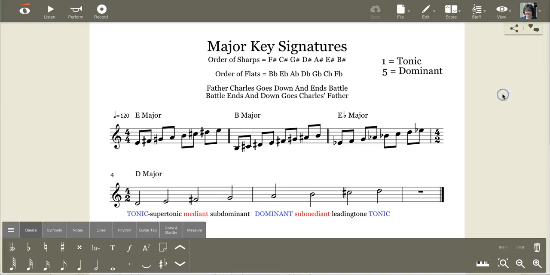Now, just to review for a moment, in the movie on major key signatures, we talked about this, but the order of the sharps and flats always shows up in a certain order, and that order can be memorized by this little sentence: Father Charles goes down and ends battle, for the order of sharps. And then say it backwards: battle ends and down goes Charles's father, for the order of flats. And this shows up in the key signatures.